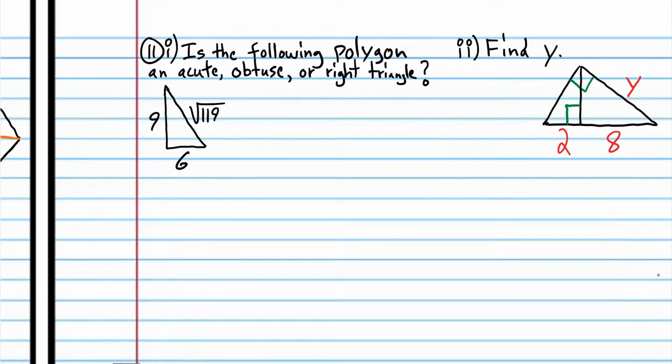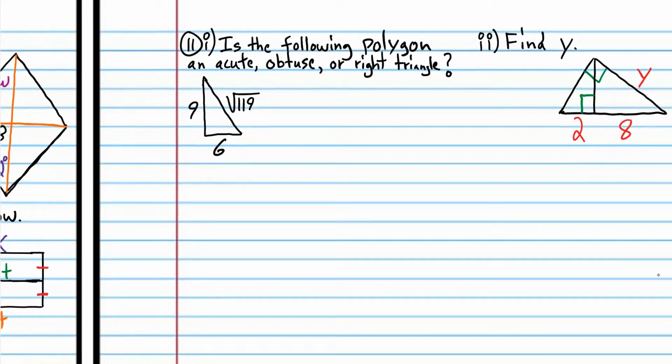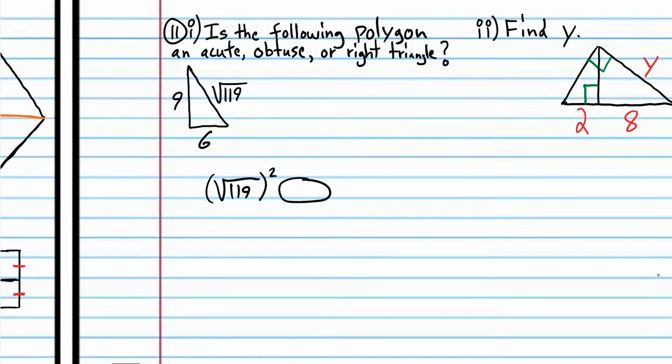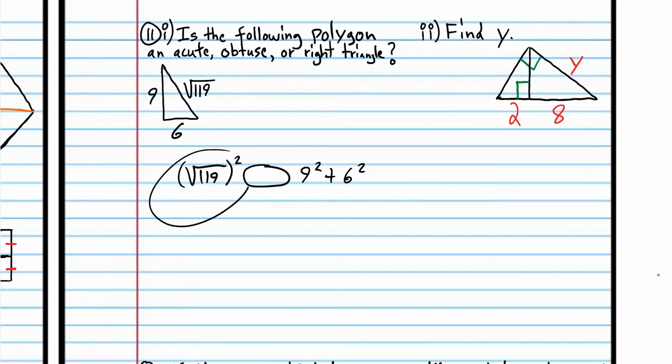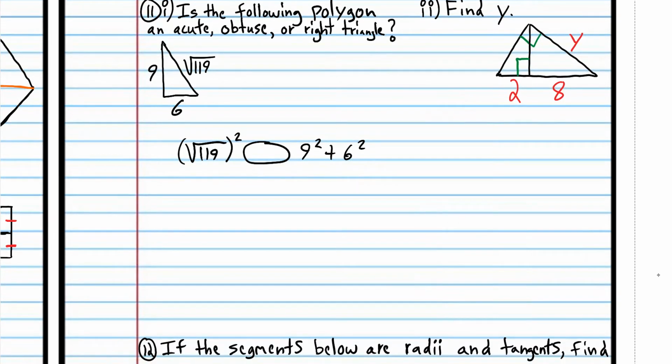Okay, is the following polygon an acute, obtuse, or right triangle? So we learned something called the Pythagorean inequalities theorem that says that if the square of the longest side of a triangle is less than, we don't know yet, so we're going to write a bubble, the sum of the squares of the other two sides, then it's an acute triangle. If this square here is greater than the sum of the squares here, then it's an obtuse triangle. And if these values end up being equal to each other, then it's a right triangle.